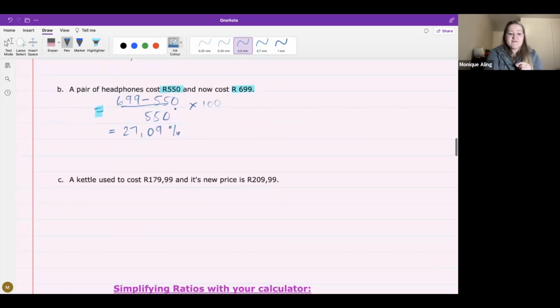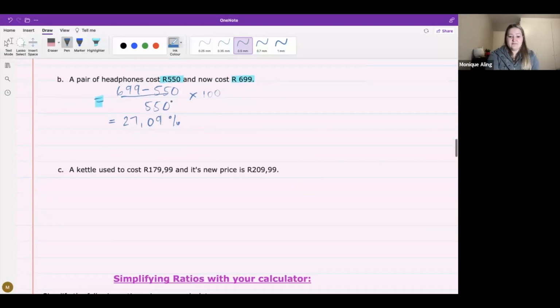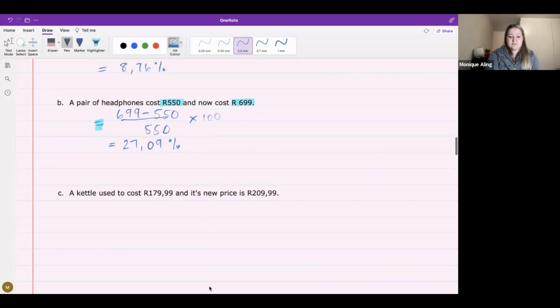And then we have a final question before we move on to something else. A kettle used to cost 179 Rand 99 and its new price is 209.99. I'm going to give you guys a couple of minutes to quickly work out the percentage increase. Nice, Justice. Well done. That was super fast. Impressive.